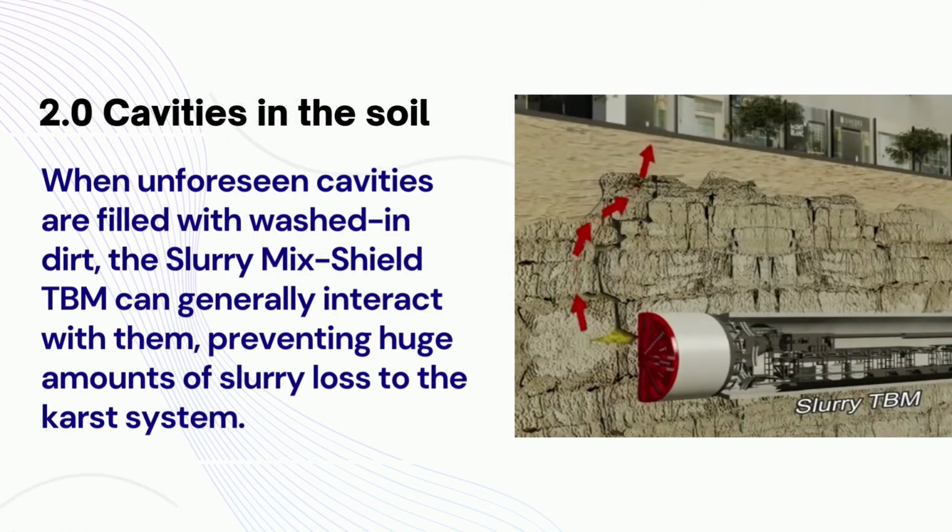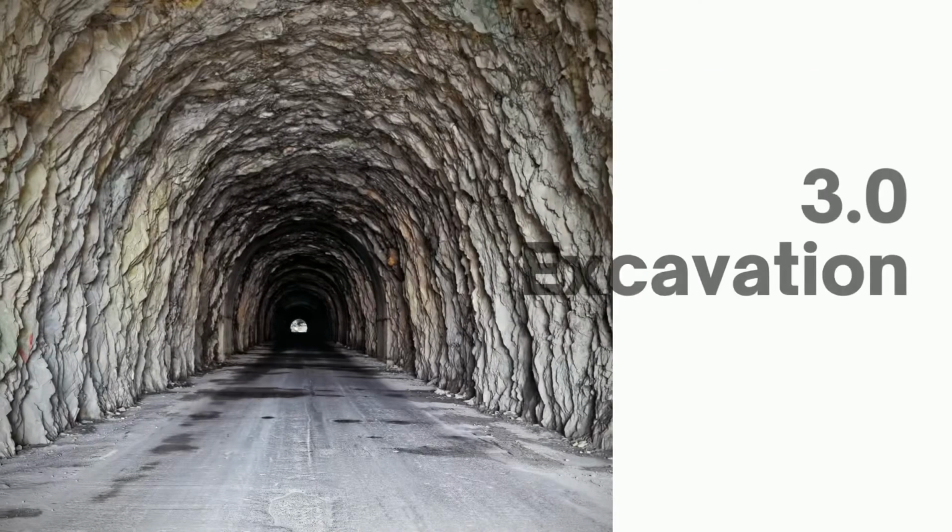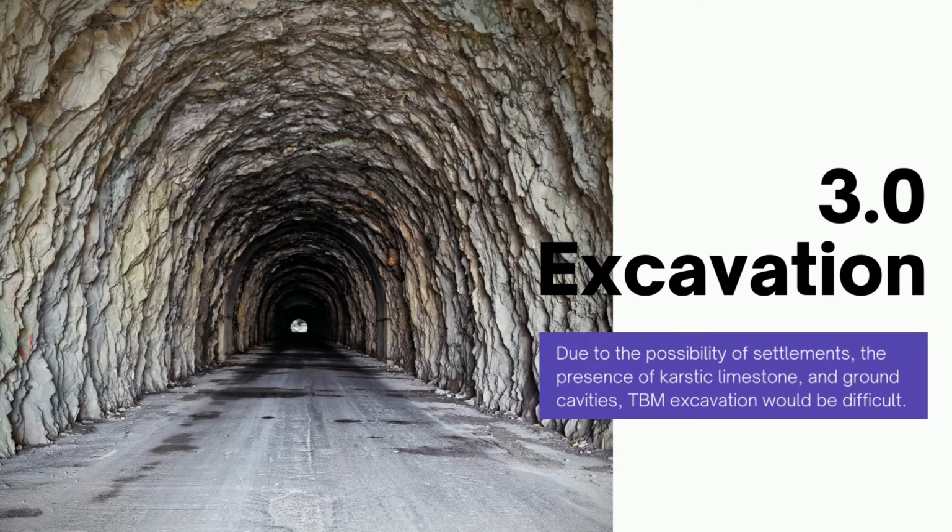The low-density bentonite slurry base face support on the SMART project did the work while traversing minor cracks and filled cavities encountered into the karst. Next, excavation. Due to the possibility of settlements, the presence of karstic limestone and ground cavities, TBM excavation would be difficult. 4 technological precautions and 5 practical countermeasures are provided below to overcome potential hazard and mitigate bentonite loss.